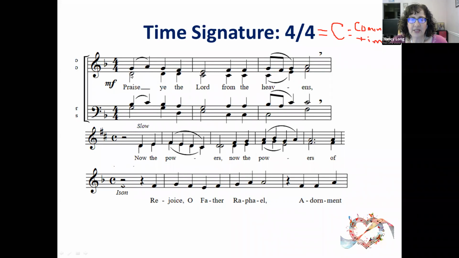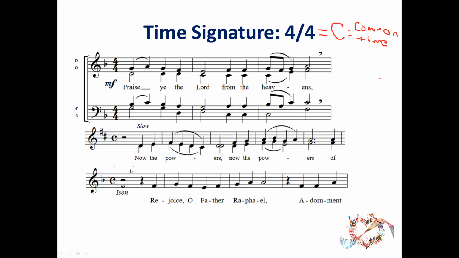The altos have it slightly different, and the basses have something more similar in the first bar anyway to the altos. So the altos start out with half notes, that's 2 beats, and then 2 more beats here, and then another half note, 2 beats, and 2 more beats here. So 1, 2, 3, 4, and then 1, 2, and this half note is 3 and 4.